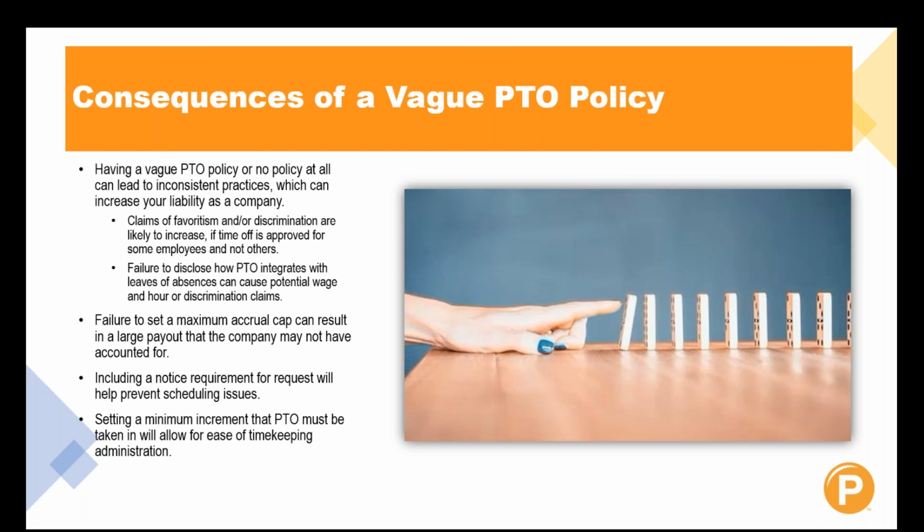Claims of favoritism and or discrimination are likely to increase if time off is approved for some employees and not others, if some people need to provide you a notice and some don't. And failure to disclose how PTO integrates with leave of absences can cause potential wage and hour or discrimination claims as well. Failure to set a maximum accrual cap can result in a large payout that the company may not have accounted for financially. Including a notice requirement for requests will help prevent scheduling issues. And setting a minimum increment that PTO must be taken in will allow for ease of timekeeping administration.